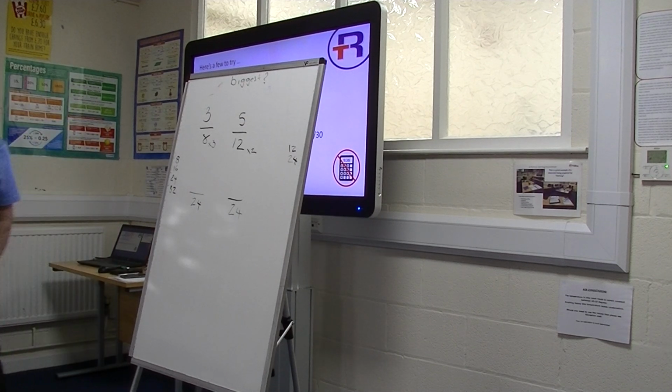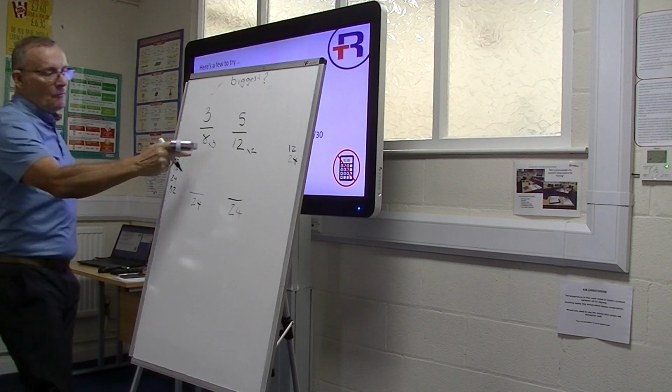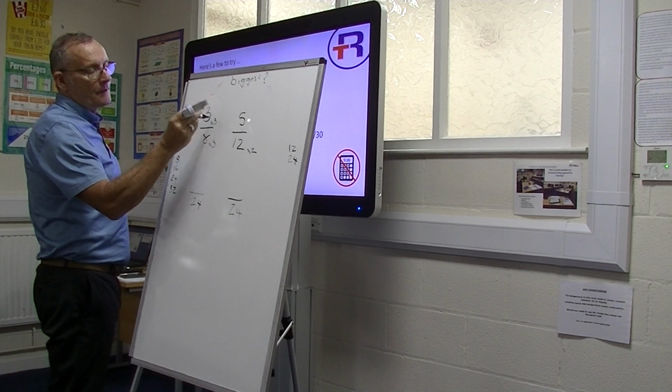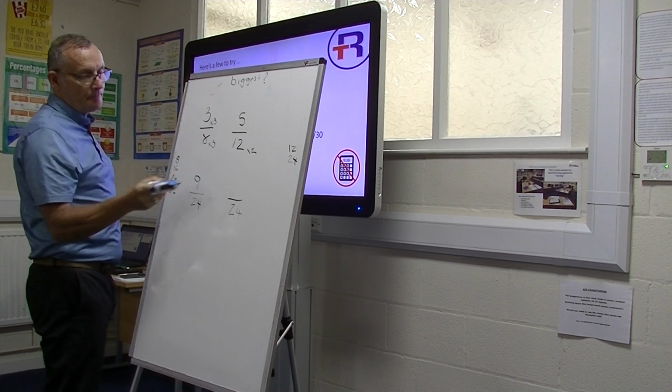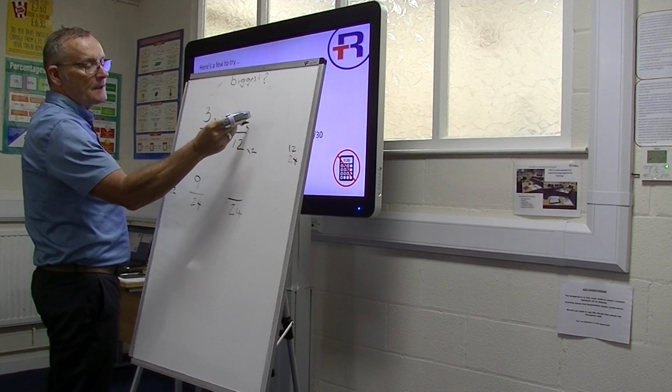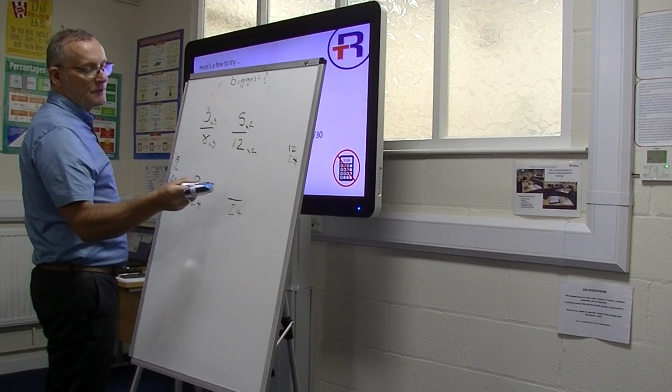So now, bottom numbers are the same. So now I have to apply that little mantra, the little mantra being, whatever you do to the bottom, you've got to do to the top. So this bottom number I times by 3, so I'm going to times that top number by 3. 3 times 3 is going to give me 9. I times that bottom number by 2, so I've got to times that top number by 2. 5 times 2 is 10.